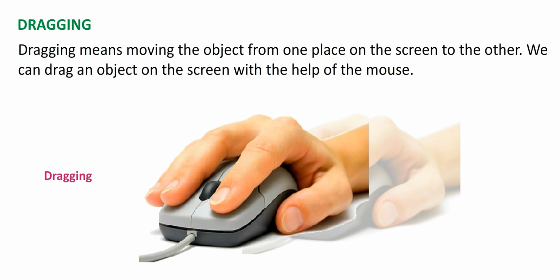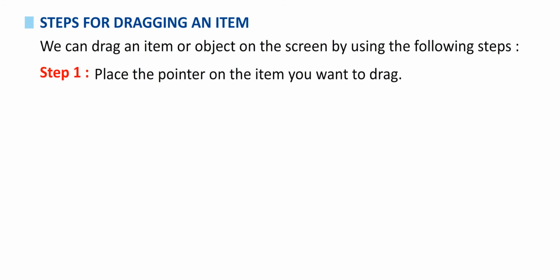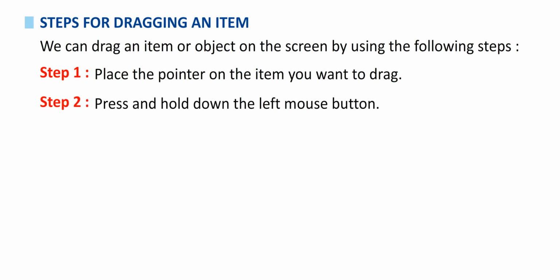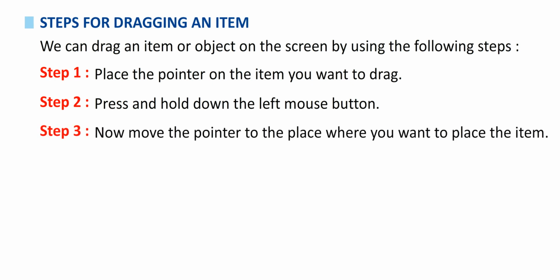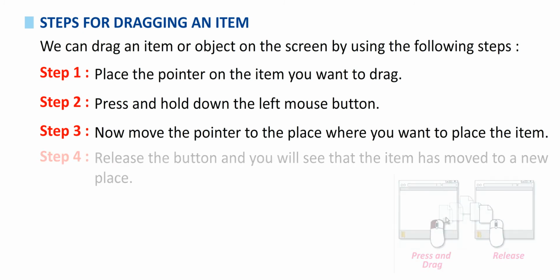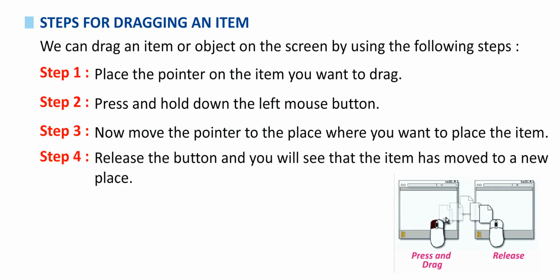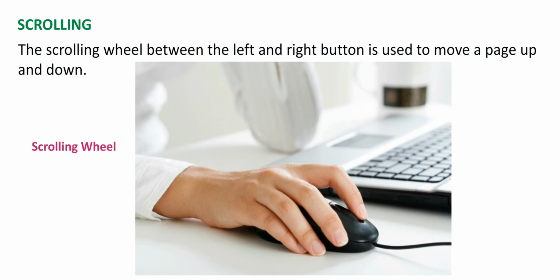Dragging. Dragging means moving the object from one place on the screen to the other. We can drag an object on the screen with the help of the mouse. Steps for dragging an item. Step 1. Place the pointer on the item you want to drag. Step 2. Press and hold down the left mouse button. Step 3. Now move the pointer to the place where you want to place the item. Step 4. Release the button and you'll see that the item has moved to a new place. Scrolling. The scrolling wheel between the left and right button is used to move a page up and down.